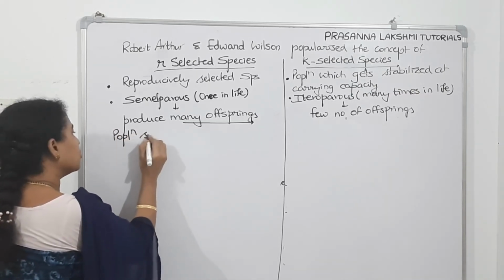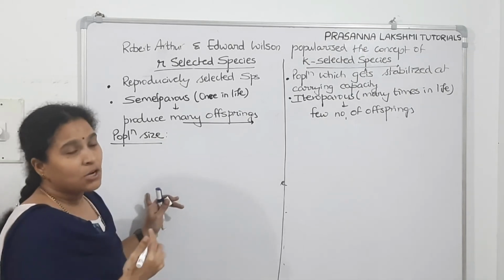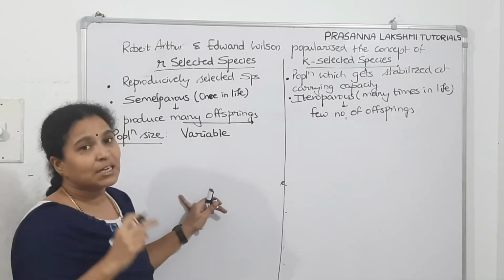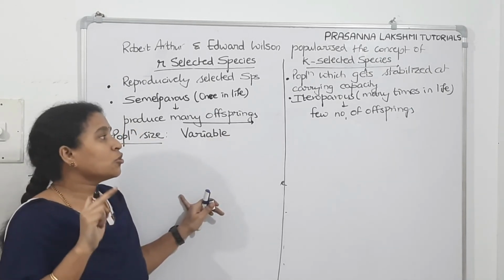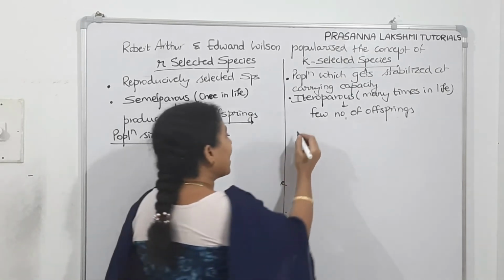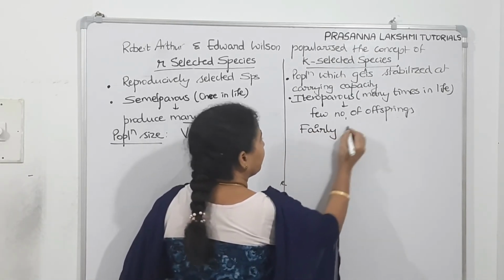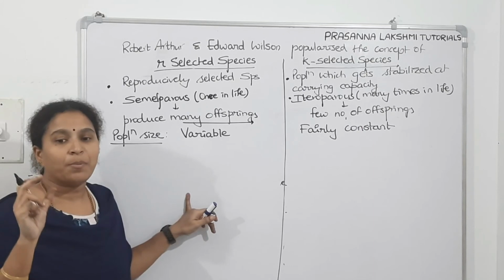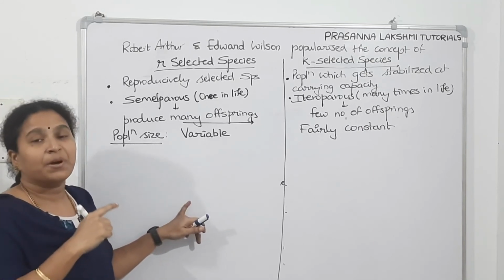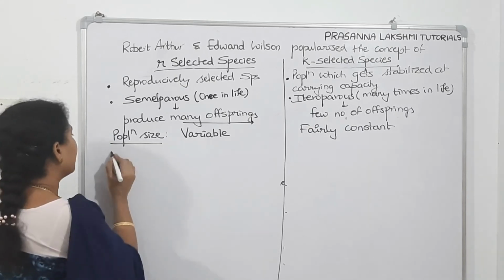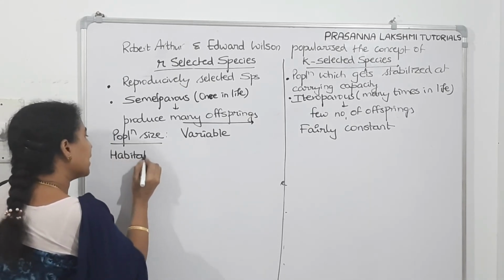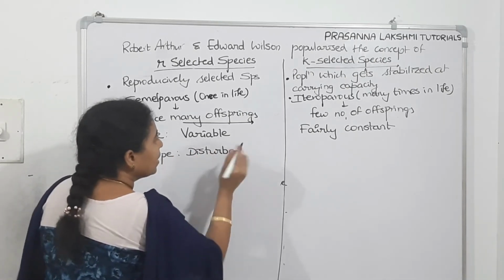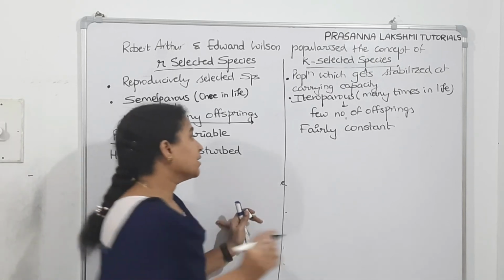If you talk about population size, since they are dying off, the population size will be variable. Whereas in K selected species, they reach the asymptote phase, right? So the population size is constant. It's fairly constant. In R, population size is variable, and here population size is constant. Now the habitat type is disturbed here because the population is dying, and the habitat type there is not disturbed, it is constant.